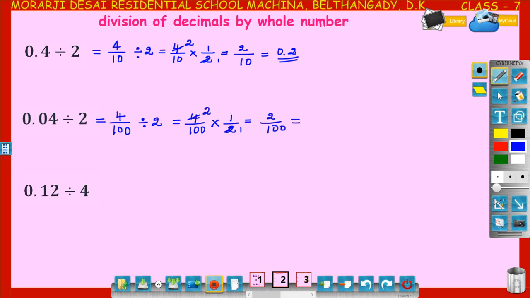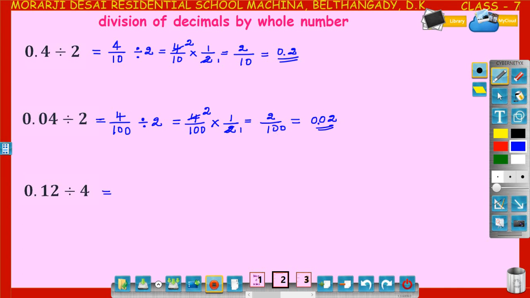Now 2 by 100 can be converted into a decimal as, there are 3 digits in the numerator, so write 3 digits here. Now after the decimal point, how many digits should come? 2 digits, because there are 2 zeros in the denominator, that is 0.02.